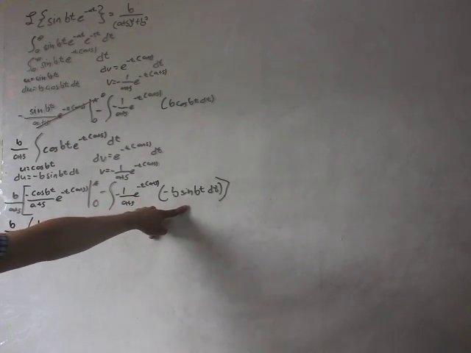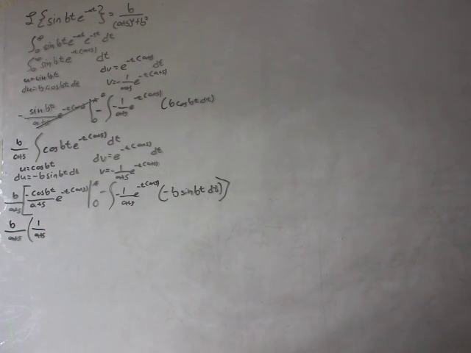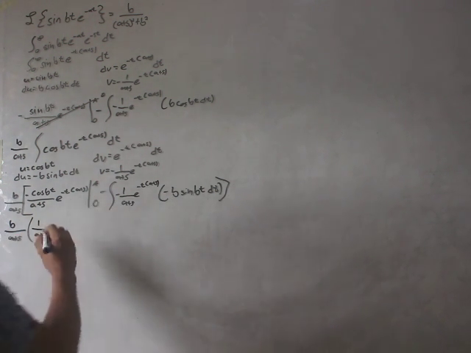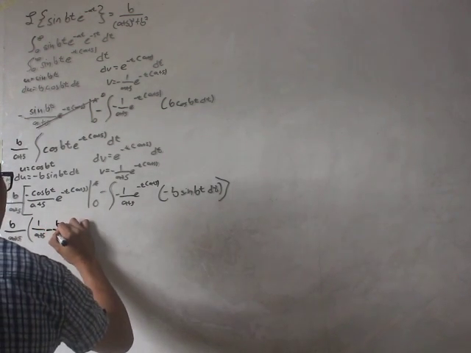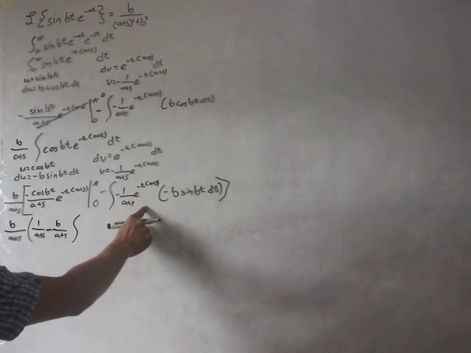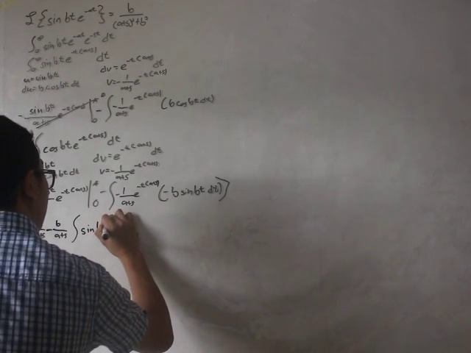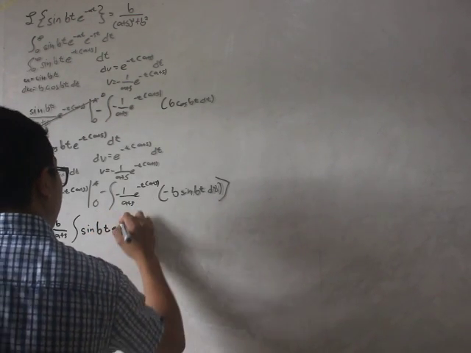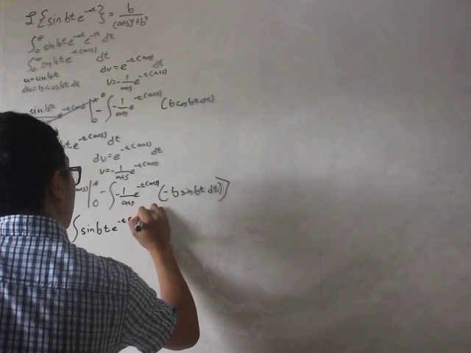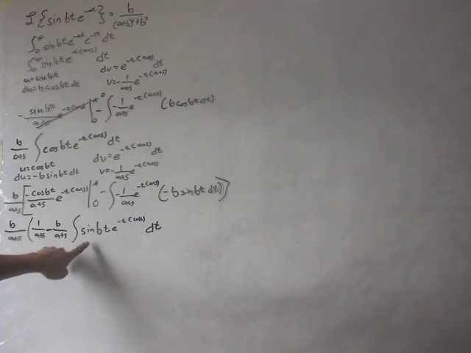And now we pull out the constant. Our constant is negative b times negative 1 over (a plus s) times negative, which is negative b over (a plus s), with the integral of what's left, sin bt times e raised to negative t(a plus s) dt. And now we will equate it to our first equation, which is this one.